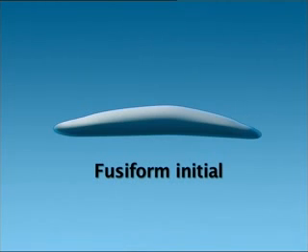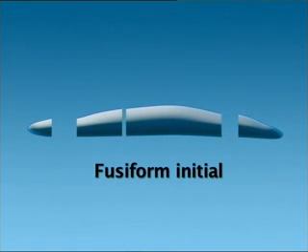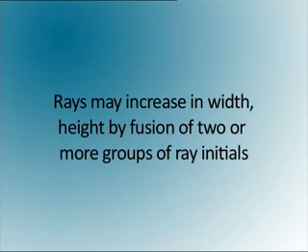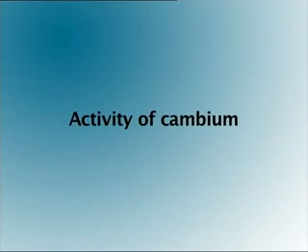Number 4. The whole or the part of the fusiform initial may be segmented by transverse divisions to form a tier of ray initials. It is also believed that the ray initials may originate in more than one way in the same plant. Rays may increase in width and height by fusion of two or more groups of ray initials. Such fusions result from the intervening fusiform initials or by multiplication of already existing ray initials of the adjacent panels of rays. Now, activity of cambium.